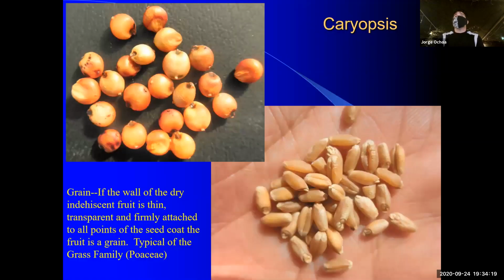And then the caryopsis, which are going to be the grains. This is where the endosperm is going to be fused to the embryo, and it's just one single unit. So when you look at the wheat and even our sorghum, there is that little portion, that little dot at one end. That is the embryo. So the little dot and the little dot. But the embryo is fused to the endosperm, which is going to be very starchy.